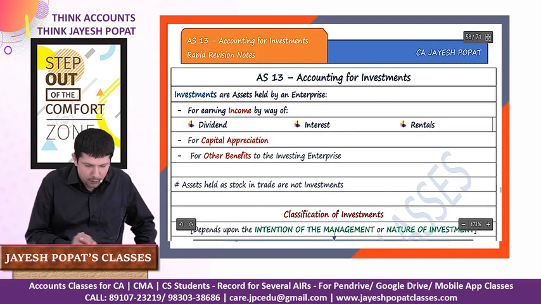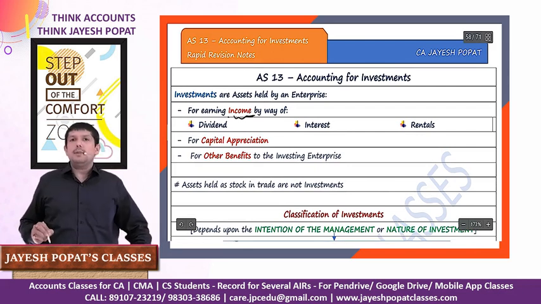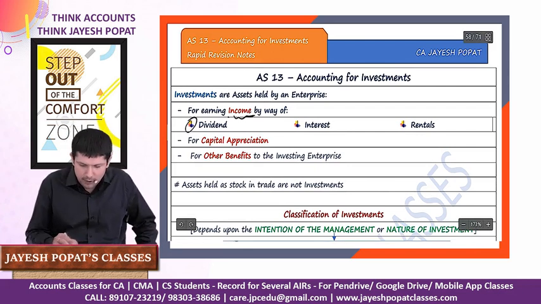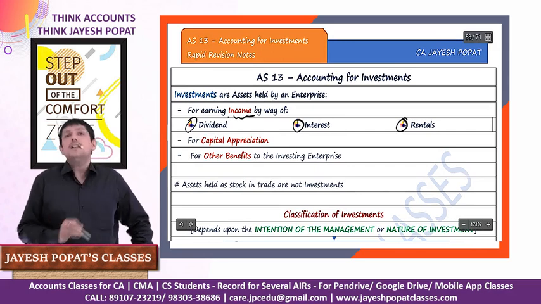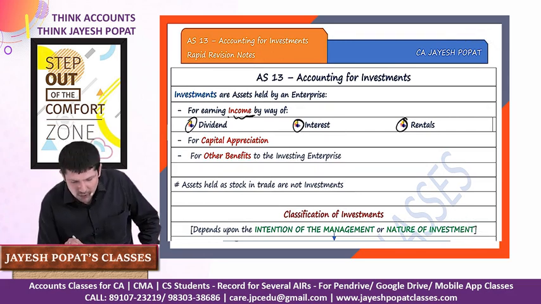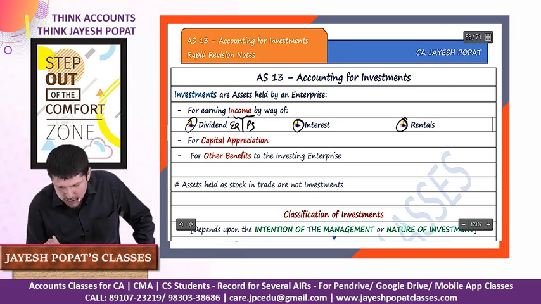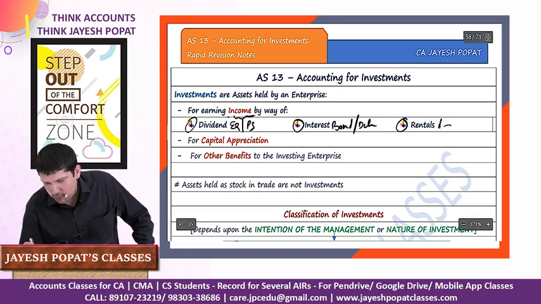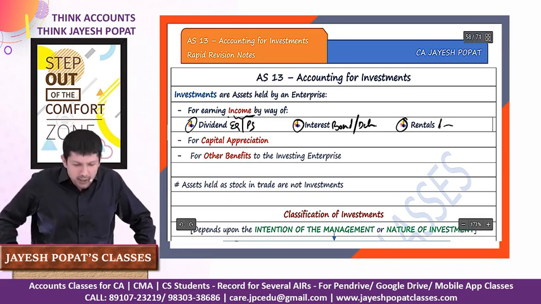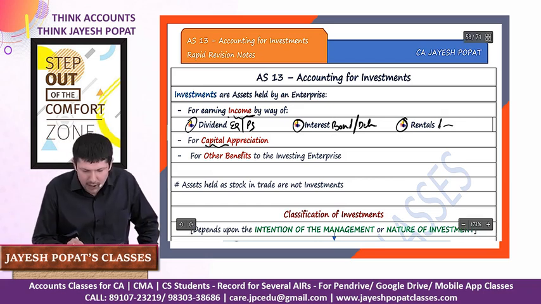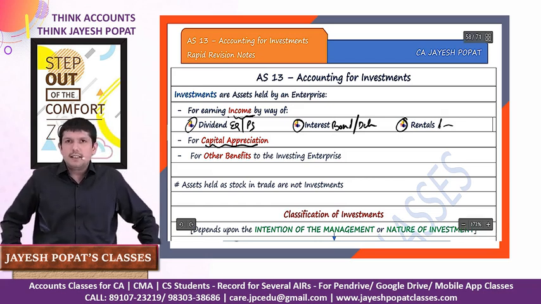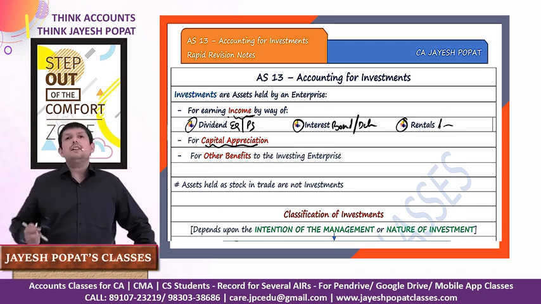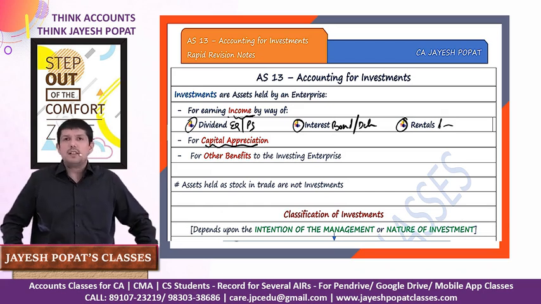The purpose of holding this asset is earning income, and you will earn income by way of dividend, interest, and rentals. When we say dividend, we refer to equity shares or preference shares. Interest could be from investment in bonds or debentures, etc. And rentals, maybe we have taken a property and given that property on rent. Or it is held for capital appreciation, so the purpose of holding this asset is to have appreciation in the amount which you have invested in the asset.